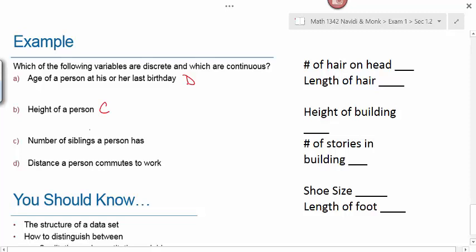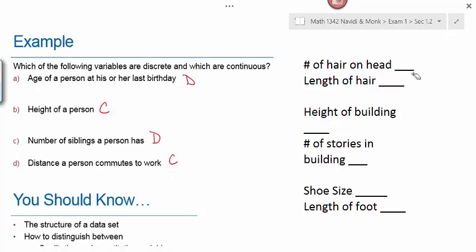The number of siblings a person has is discrete because we can count. You either have 0 siblings or 1 sibling or 2 siblings. You don't have 1.375 siblings. The distance a person commutes to work. Distance is also continuous, just like height and time and weight. Continuous variables are things like height, time, weight, distance.